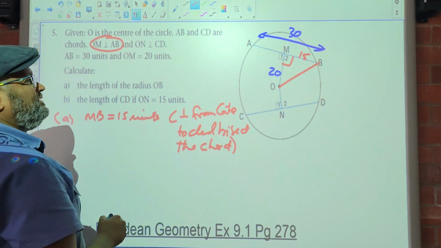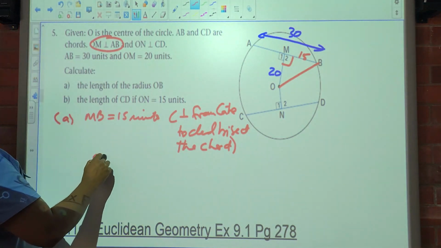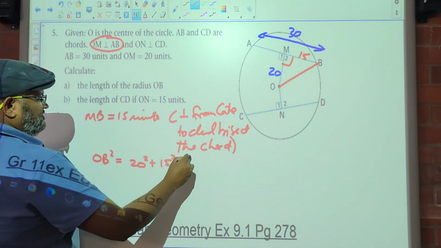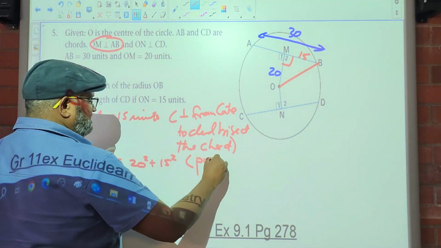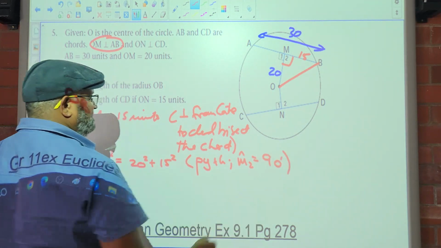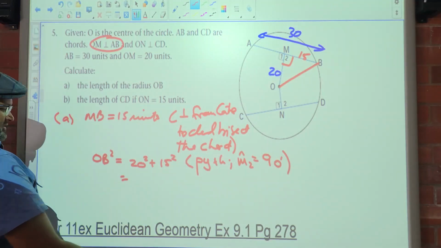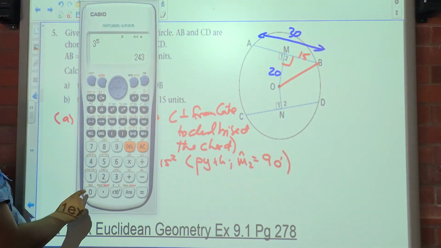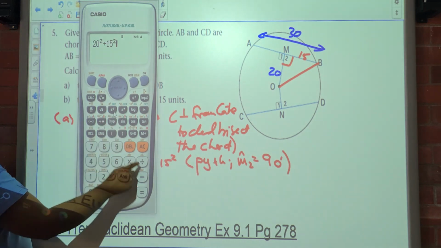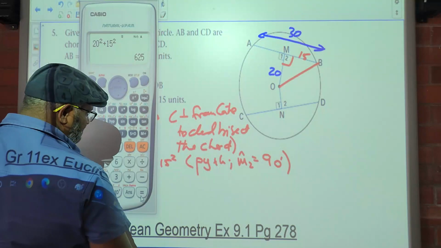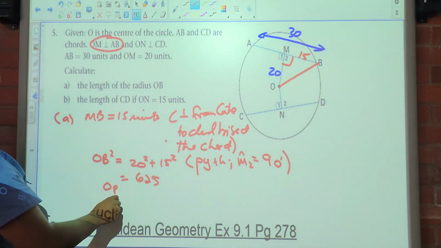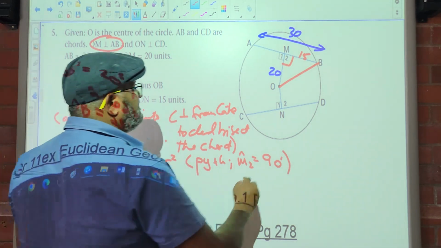So I'm going to calculate OB by using Pythagoras. So OB squared is equal to 20 squared plus 15 squared. Why? Pythagoras, angle M2 equals 90 degrees. So it's going to give you 625, which is 20 squared plus 15 squared. The square root thereof is 25.